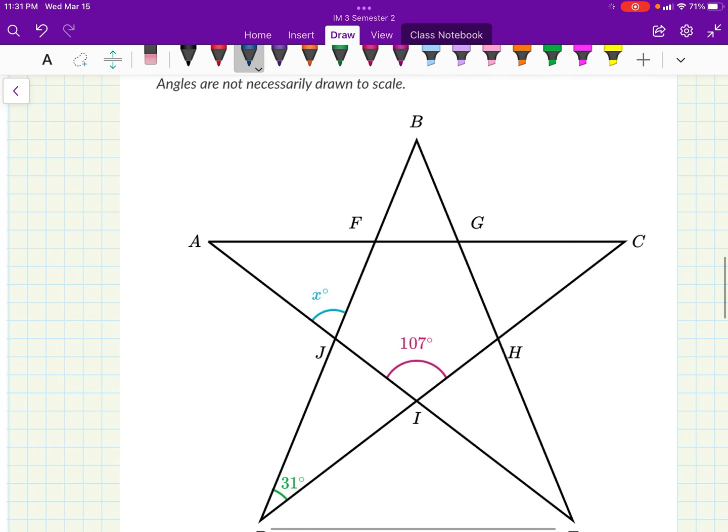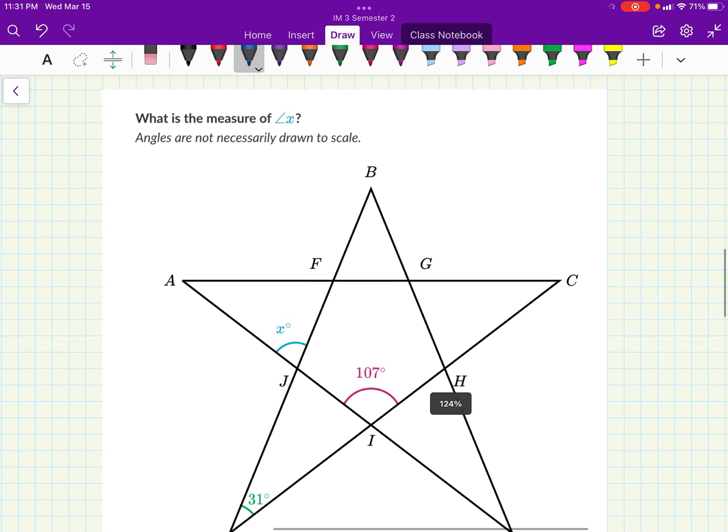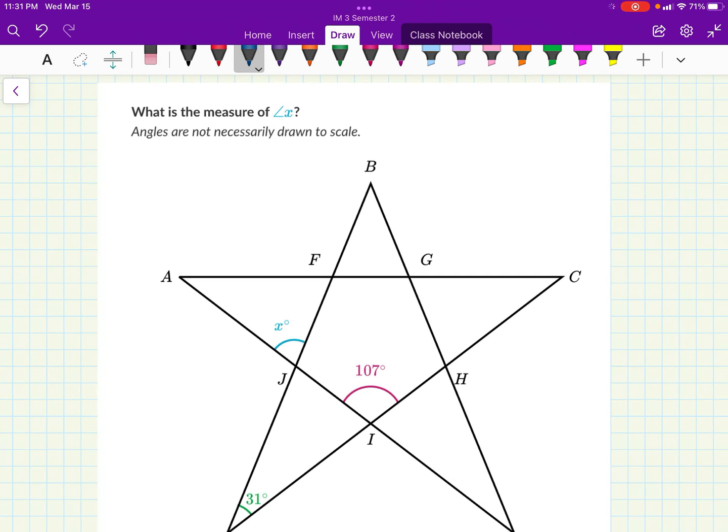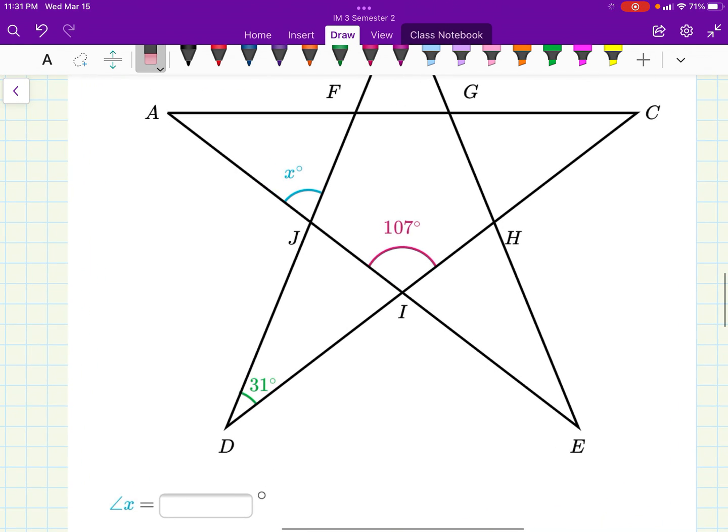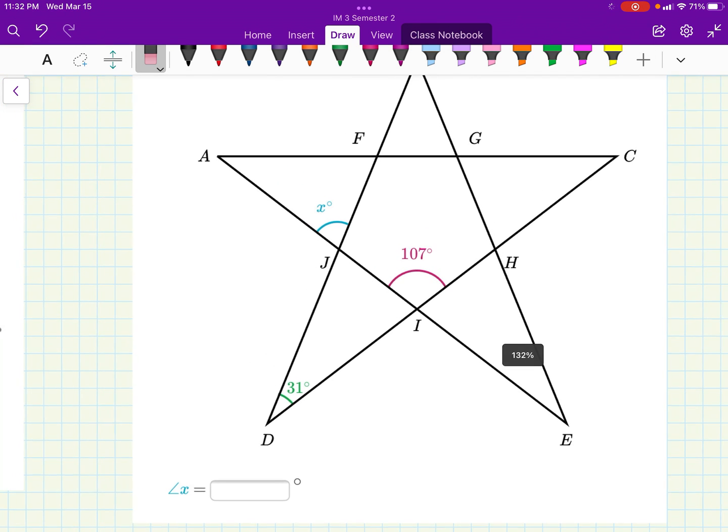And this one's a pretty fun one, a star. I want to go ahead and take a look at the star here, and we want to find what the measurement of x is. Once again, guys, these angles are not drawn to scale, so if you try to use, in this case, a protractor, it's not really going to work.